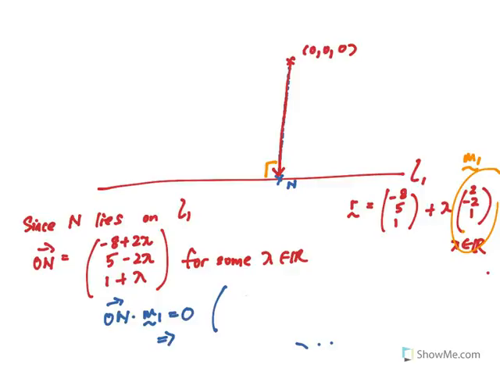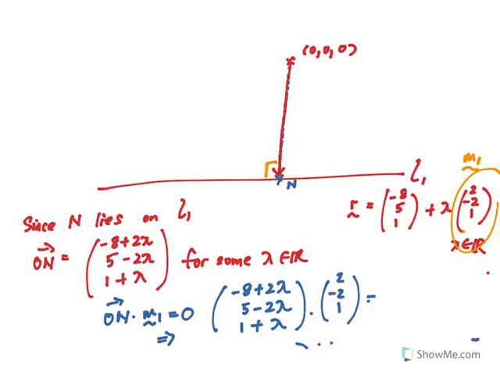Oh, this implies that if I take negative 8 plus 2 lambda, 5 minus 2 lambda, and 1 plus lambda, and dot product with M1, where M1 is 2, negative 2, 1, it should give me 0. If you don't understand, just pause the video for a while and think it through before you go on. Next up is again a dot product, with 1, 2, 3.